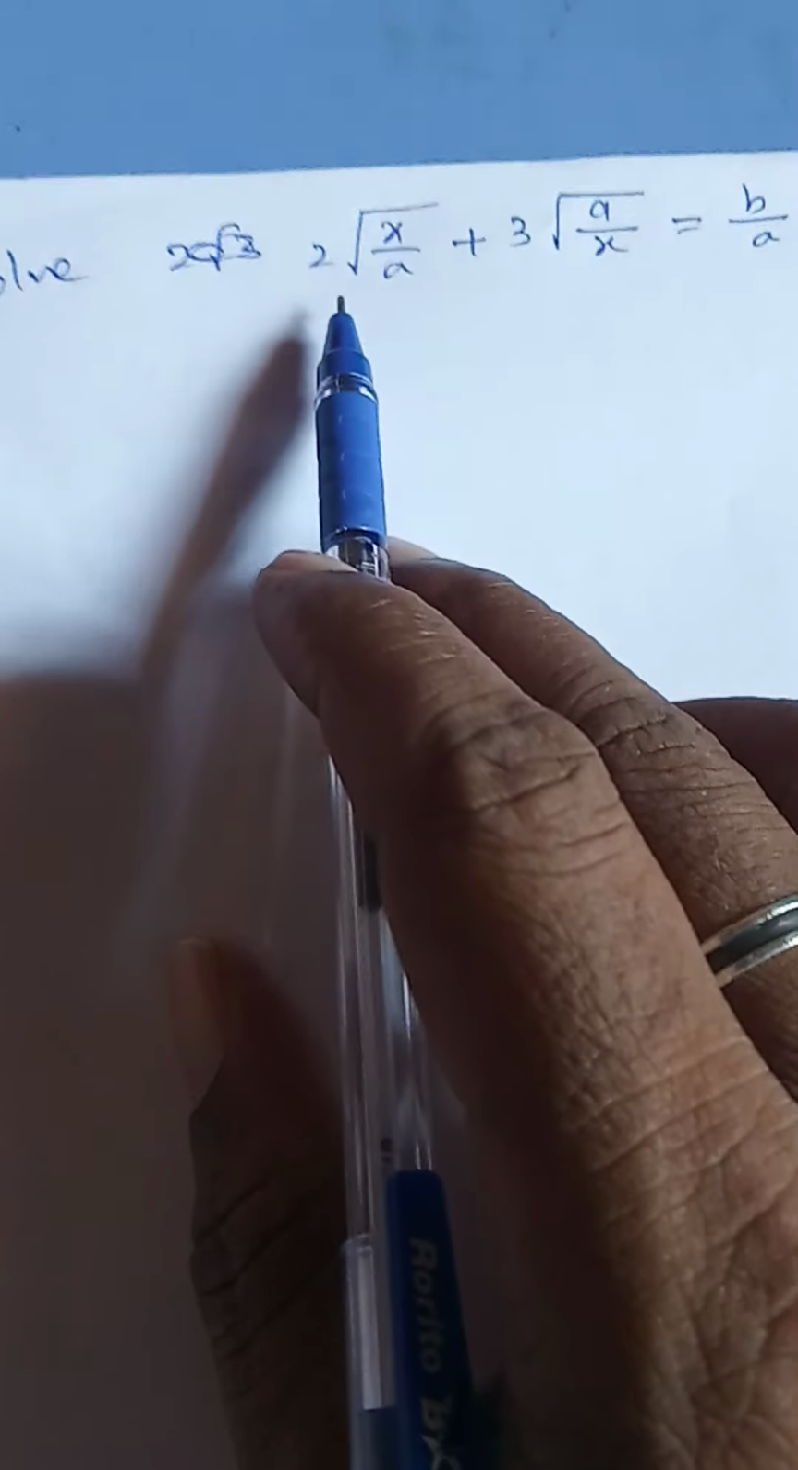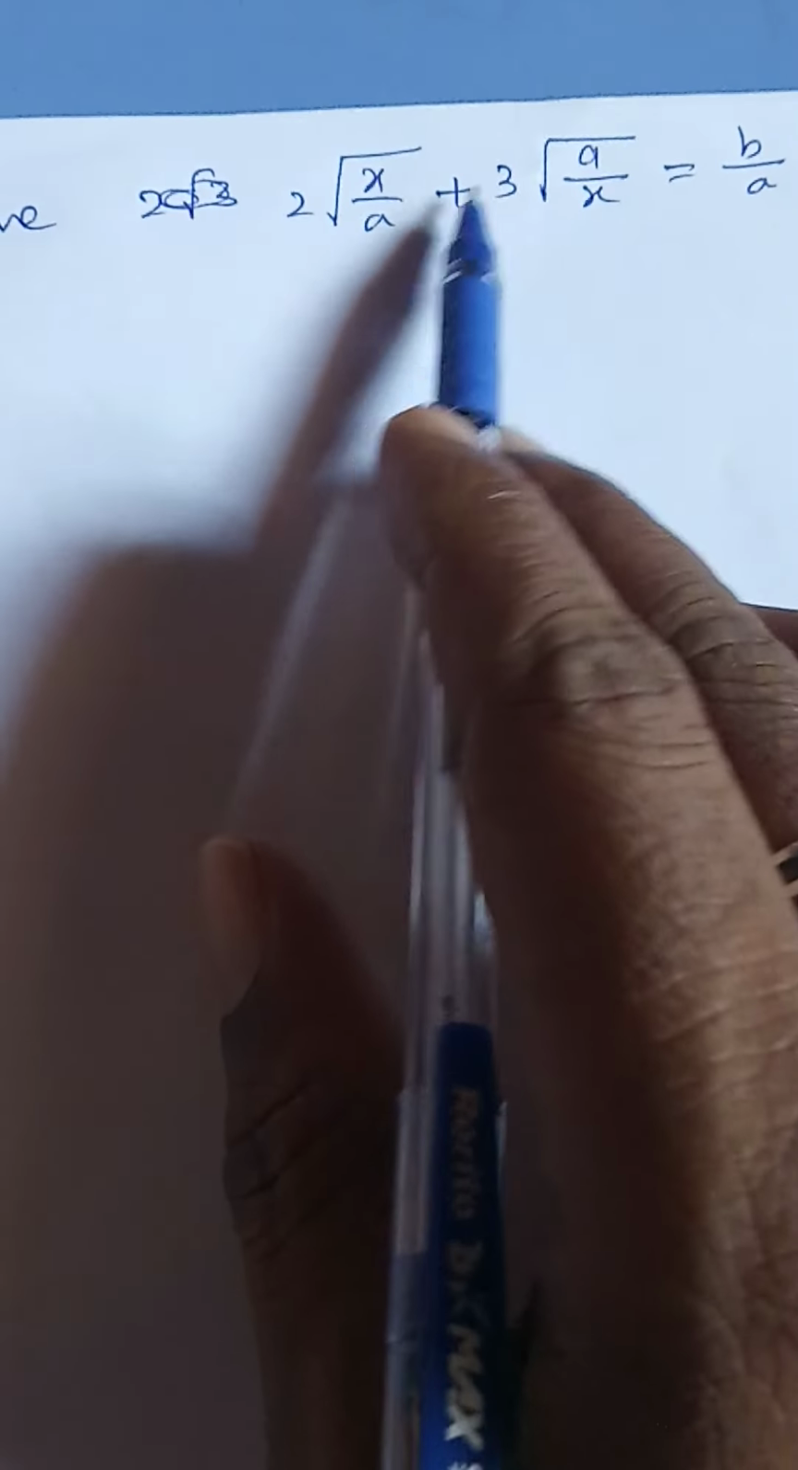Okay, students, next day fourth sum. Solve: 2 square root of x by a plus 3 square root of a by x is equal to b by a plus 6 by a.